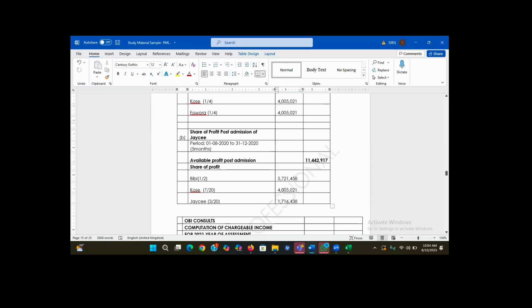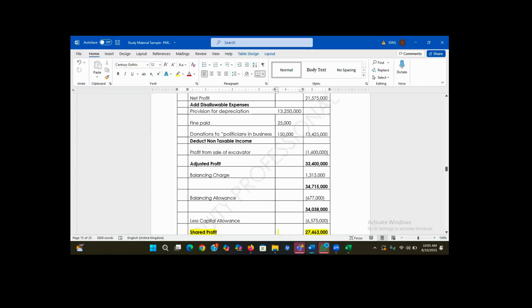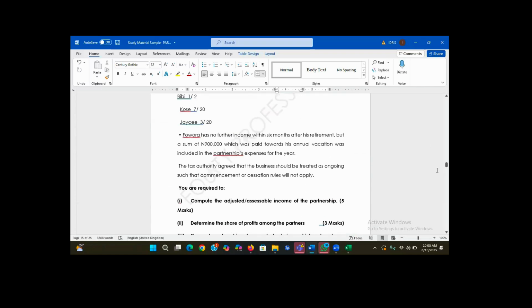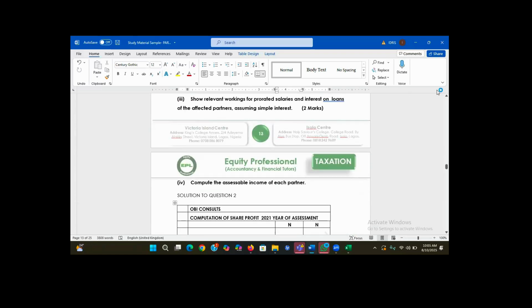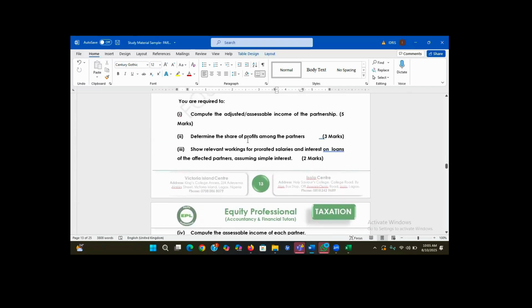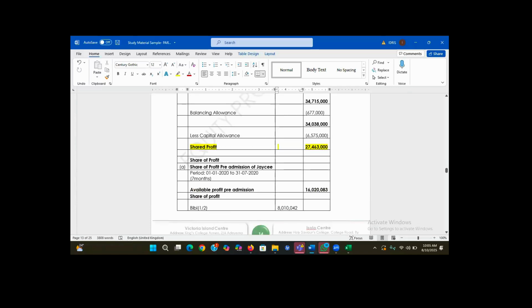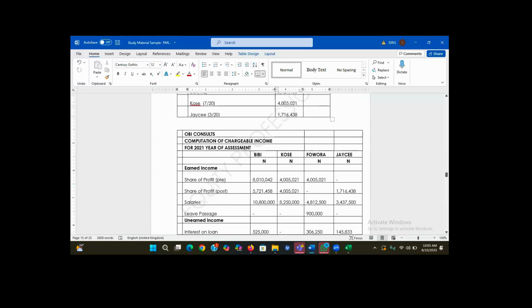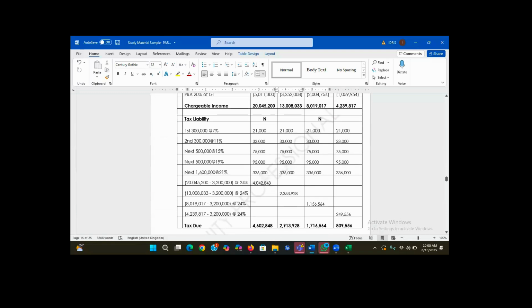So we have shared the profit based on requirement B. Requirement C, Roman figure 3, says show the relevant working for the prorated salary and interest on loan of the affected partner, assuming what? Simple interest.